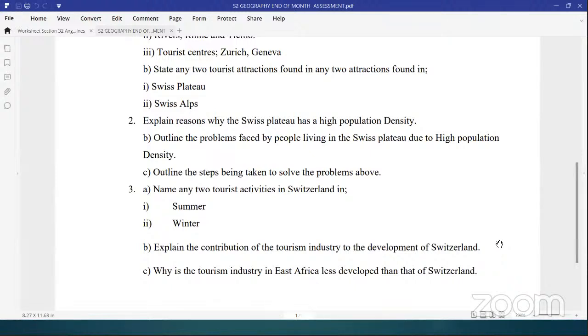Yes? Tendo and Brenda. Water bodies. Water bodies? Yes. During summer? I just want major attractions that you can go to look at in Switzerland during summer. Thank you, water bodies. What else?